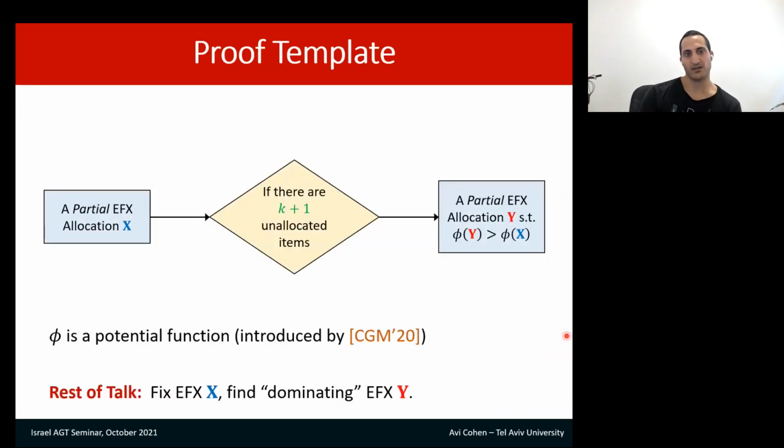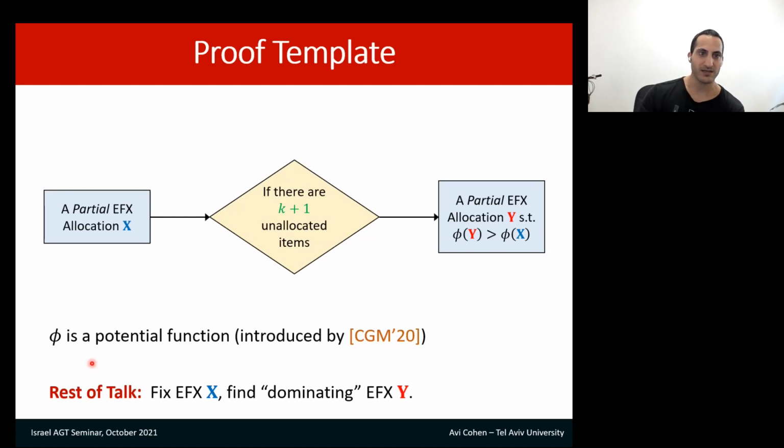Okay, so for the rest of the talk, we just have some fixed x, and our goal is to always find a dominating EFX allocation y, assuming that we have k plus 1 unallocated items. So how can we find a dominating EFX y? I haven't told you what the potential function is, and it's really not very important for this talk.